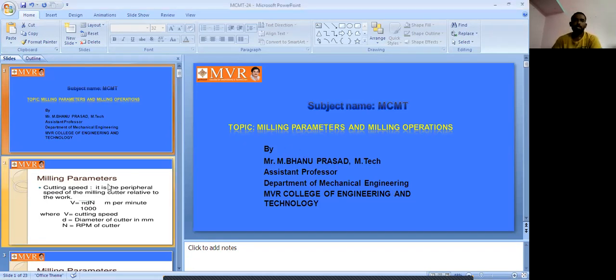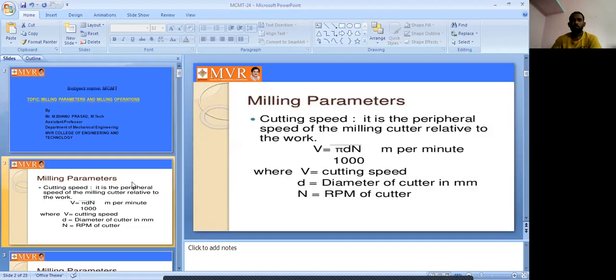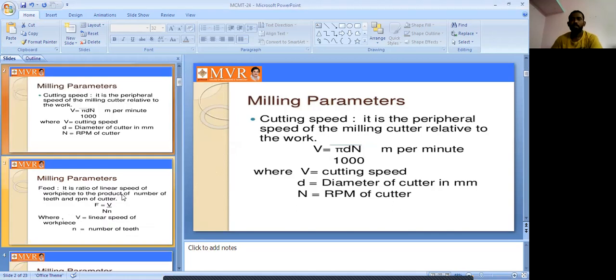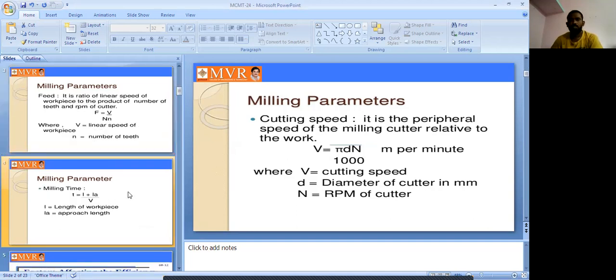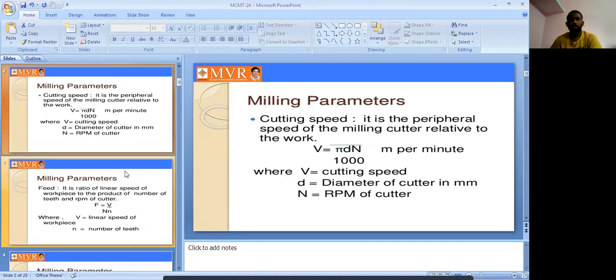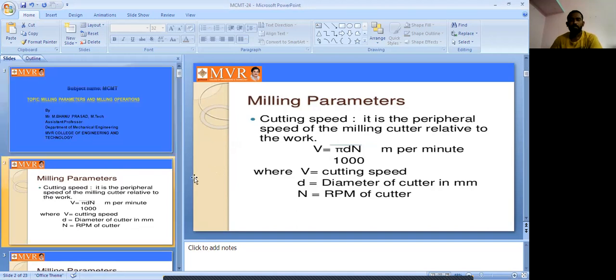First of all, let us go for the milling parameters. So what is a milling parameter? In milling, generally we have three major definitions: first, cutting speed; second, feed; and third, depth of cut. These three are very important. First of all, cutting speed. It is the peripheral speed of the milling cutter.